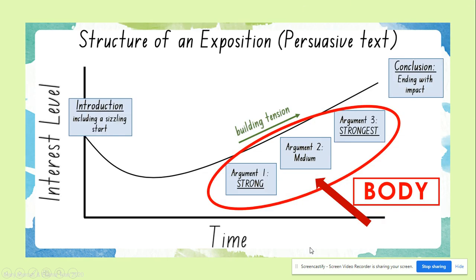Here is our structure of our persuasive text, and you can see here in the middle we have the body of our story. So we start with our strong argument, which is an okay argument, a medium argument, which is better, and our strongest argument, which is the best argument of all. This helps build the tension and keep it tight all the way to our ending with impact.